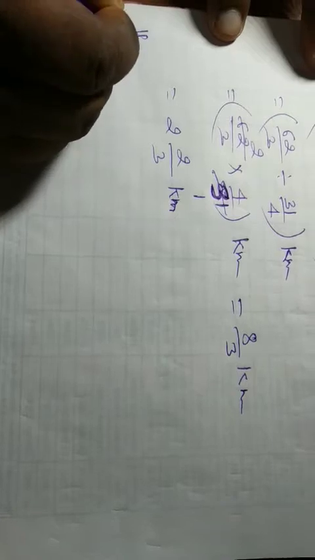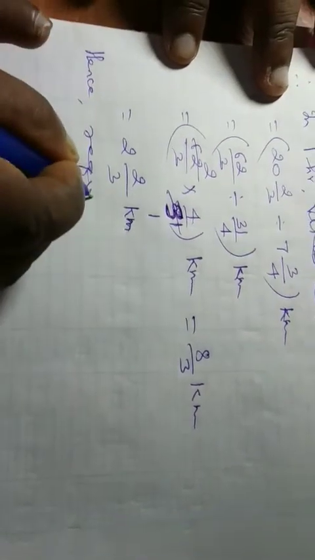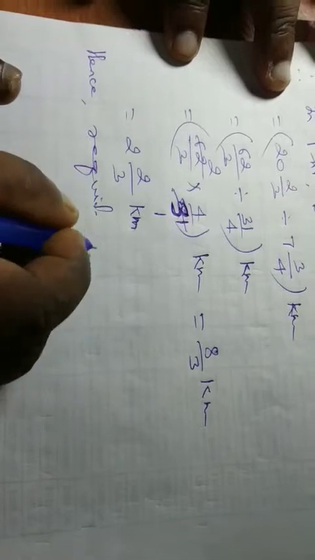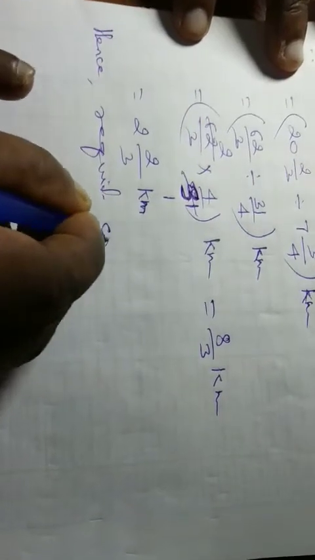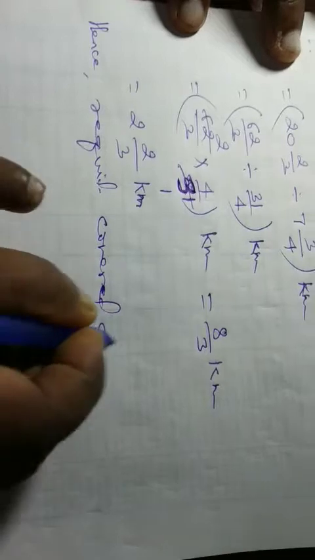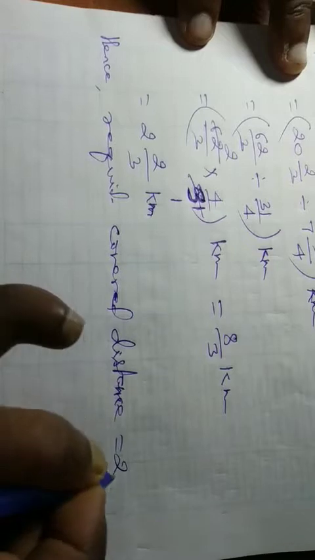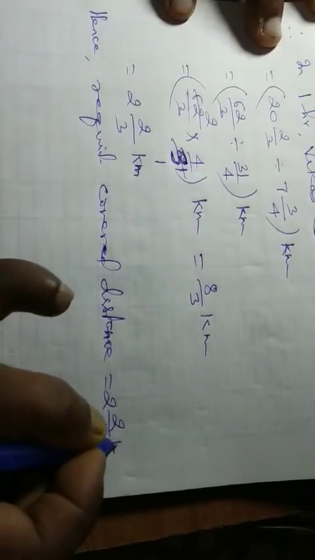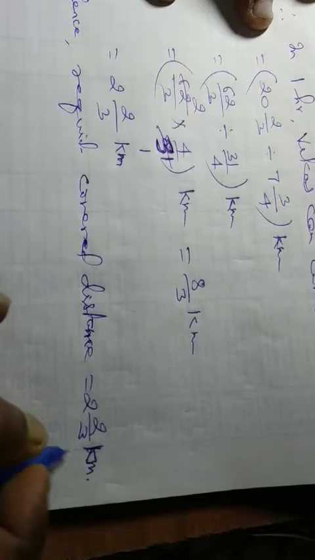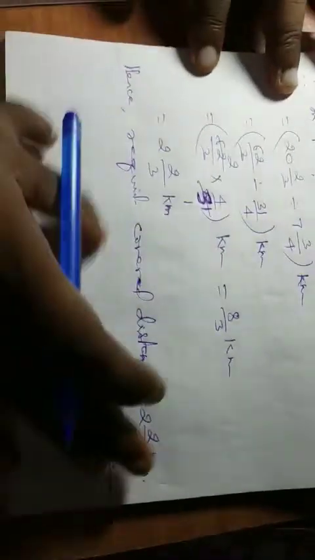Hence, required distance covered distance equal to 2 whole 2 by 3 kilometer is answer. Now question number 10 is last question. Before going on question number 10, we describe question number 9 firstly.